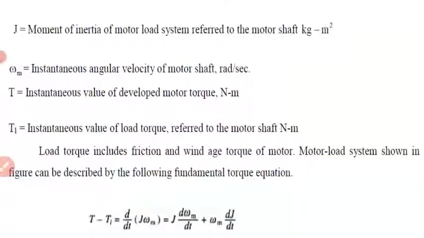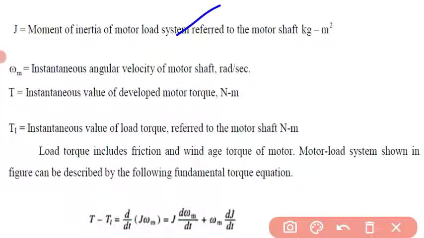First one is J, moment of inertia of motor load system referred to the motor shaft, kg meter square. Omega m, instantaneous angular velocity of motor shaft, radian per second. T is instantaneous value of developed motor torque, Newton meter. TL is instantaneous value of load torque, referred to the motor shaft, Newton meter. Load torque includes friction and windage torque of motor.